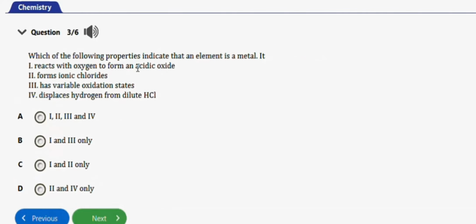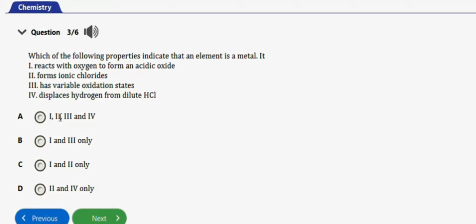It says which of the following properties indicate that an element is a metal? We have, it reacts with oxygen to form an acidic oxide. No. Forms ionic chlorides. Yes. Has variable oxidation states. No. Displaces hydrogen from dilute hydrochloric acid. So guys, the right answer to this question, yes, this one, has variable oxidation state, can also fit in when you are dealing with transition metals. But let's just see the options we have.